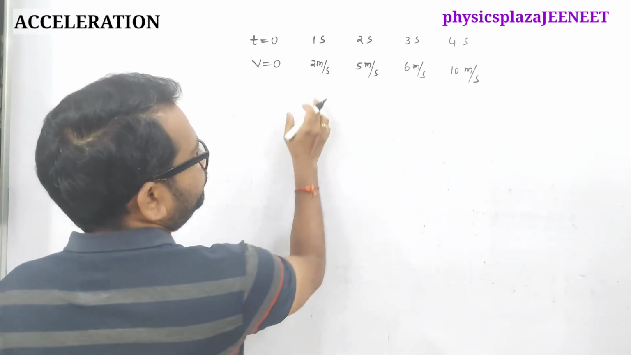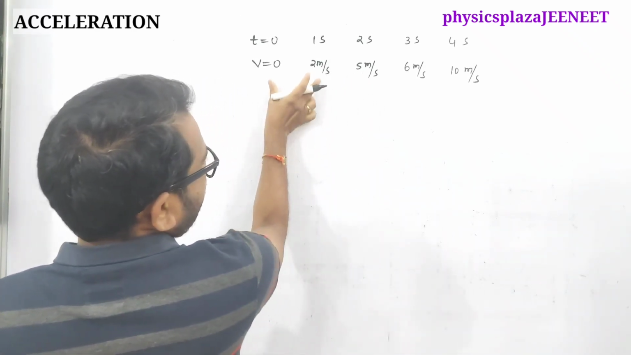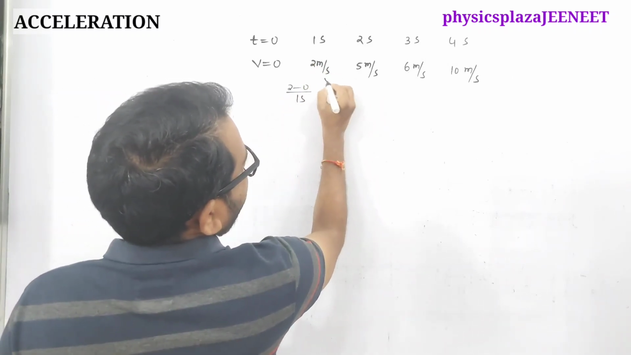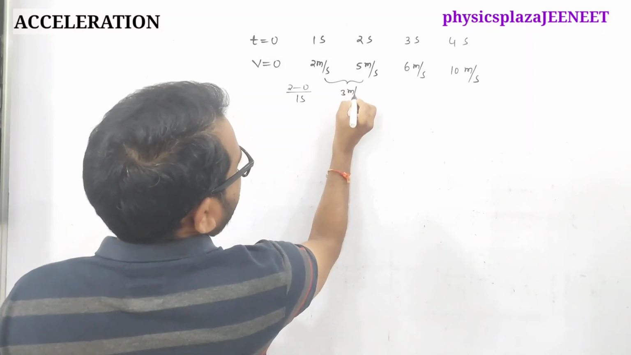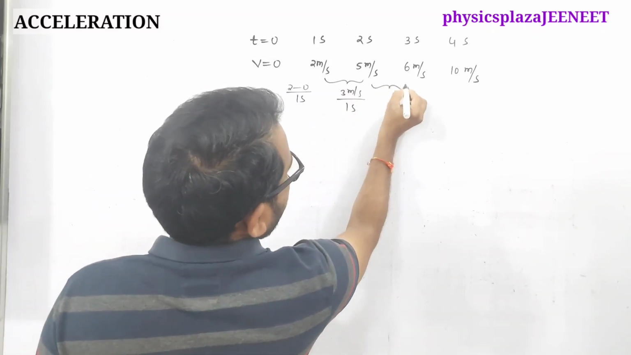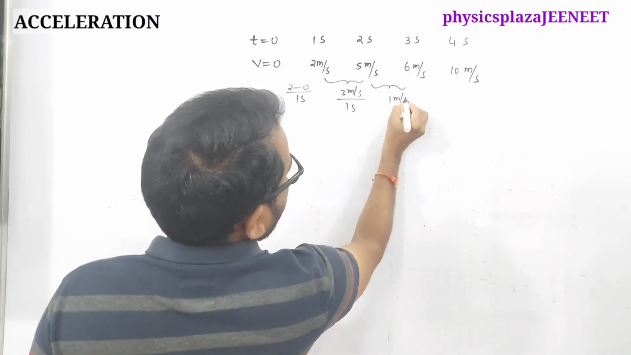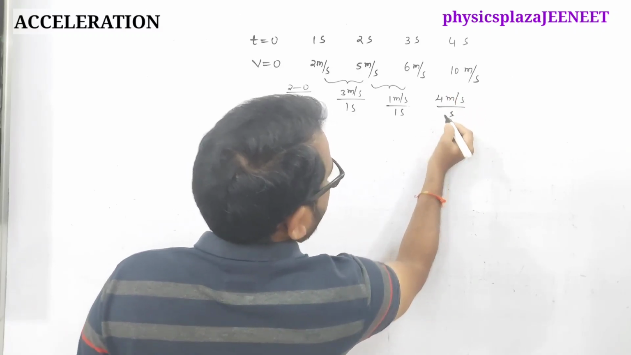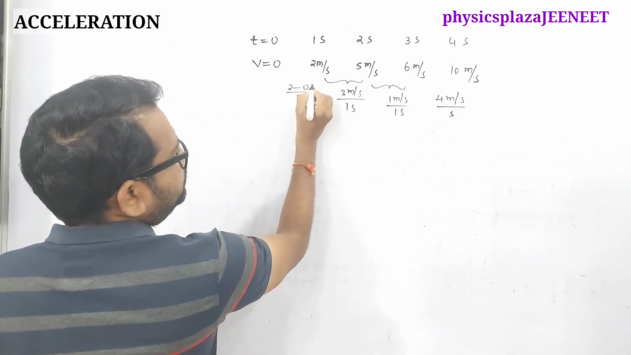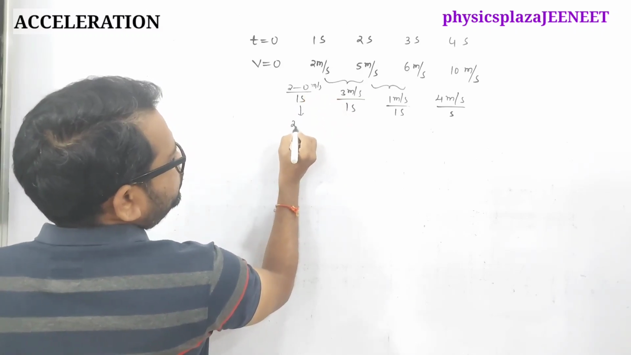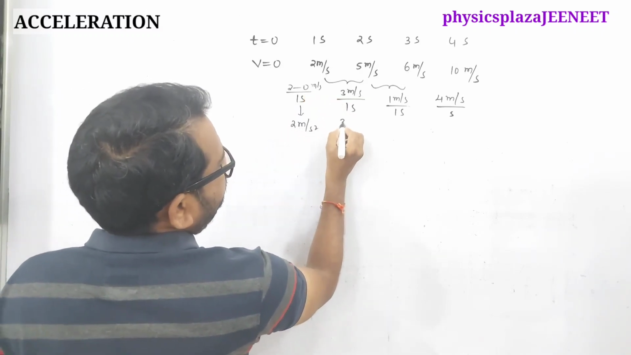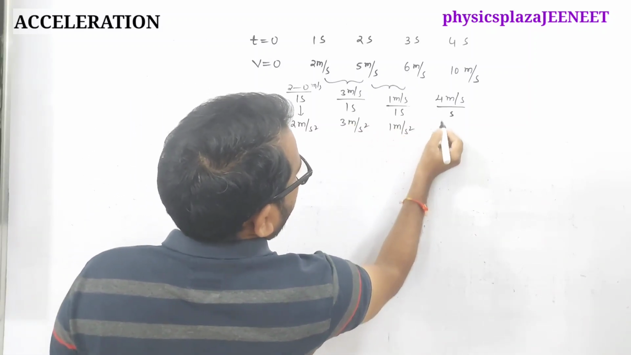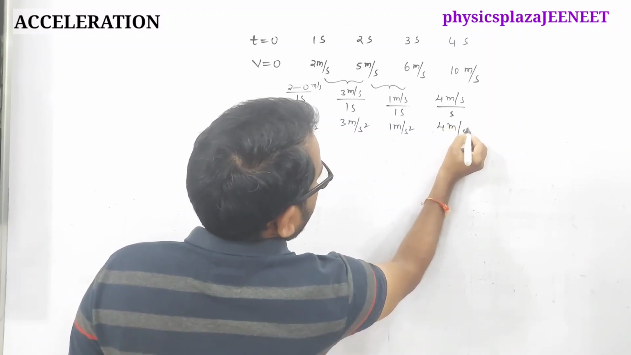If you see here, children, from here to here it is 2 minus 0 per 1 second, right? From here to here, it is a 3 meter per second change per 1 second. From here to here, 6 minus 5, it is 1 meter per second. And from here to here, 4 meter per second. Now this is meter per second per second, so this is 2 meter per second square. This is 3 meter per second square, here it is 1 meter per second square, and here it is 4 meter per second square.